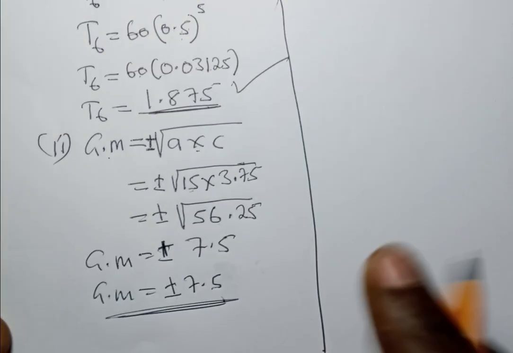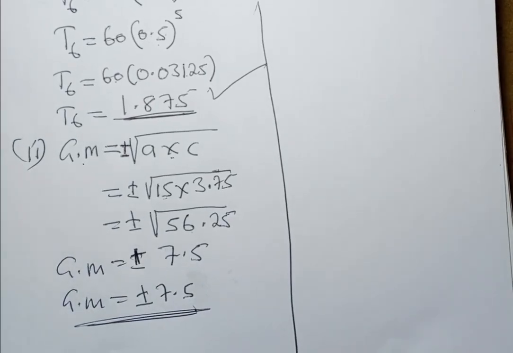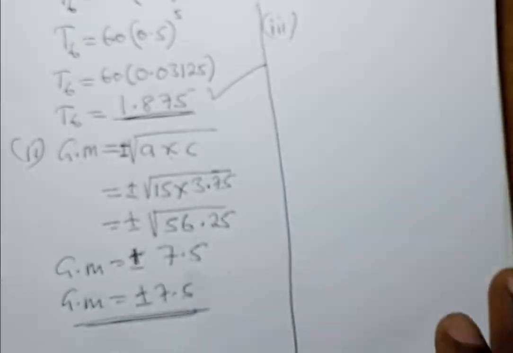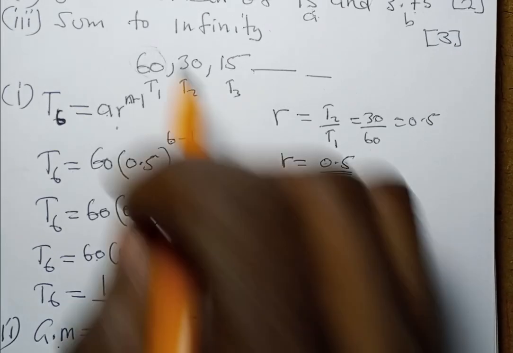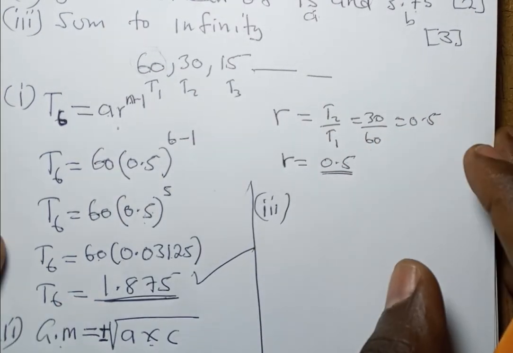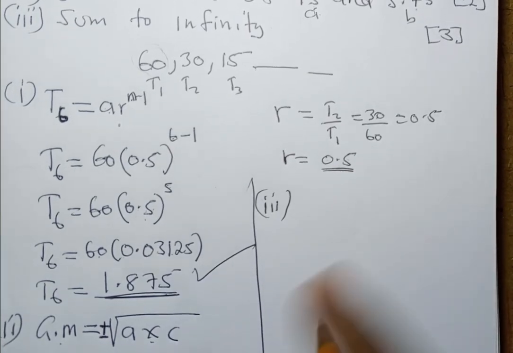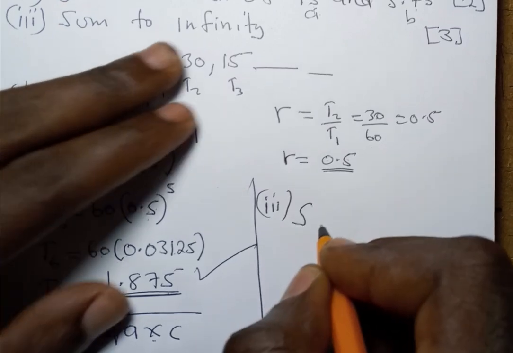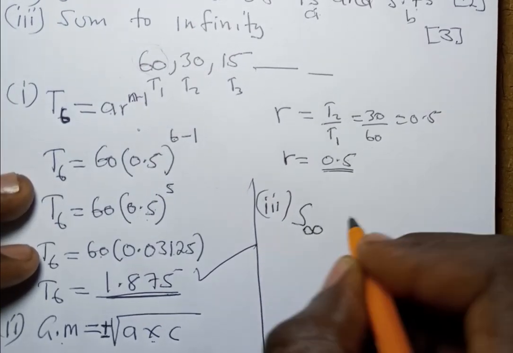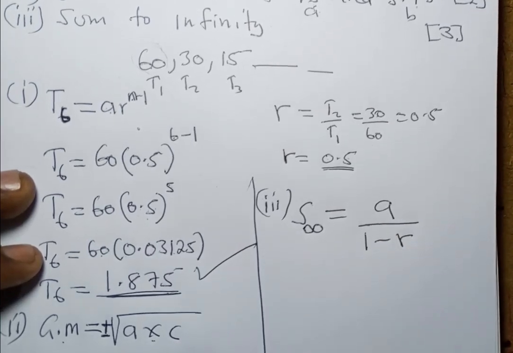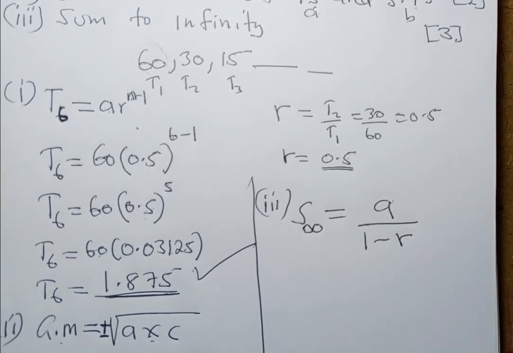Now, without wasting time, let's look at sum to infinity. How do you find sum to infinity? There's a formula, and it is provided on the first page of the exams. So for sum to infinity, you put S, with the infinity symbol, which is a sleeping 8. The formula is A over 1 minus R, where R is the common ratio. Now we know the first term A is 60 and the common ratio R is 0.5. So this is simple to work out.